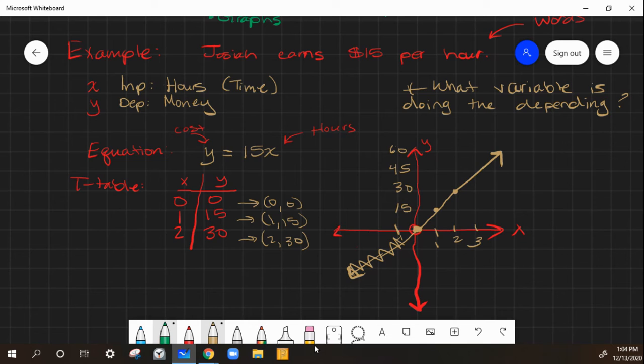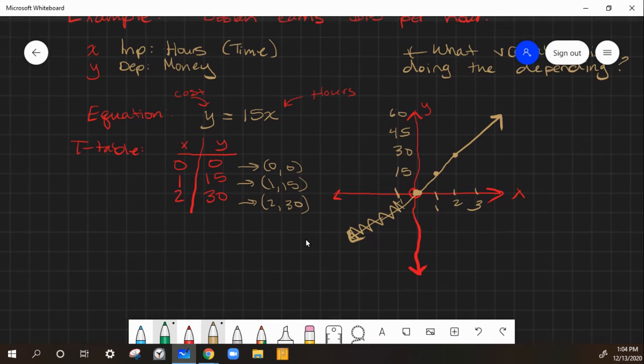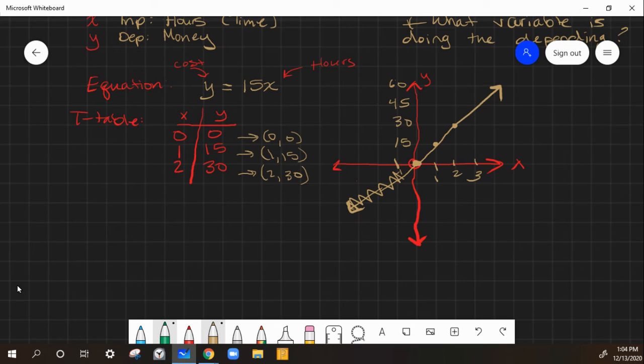In 7th grade, we called this a proportional relationship. If you were in my class, we talked so much about it. That was one of our last things before we left for the pandemic.